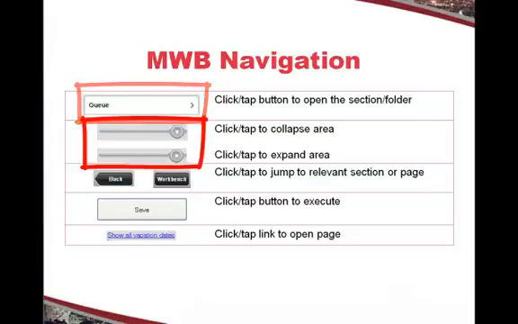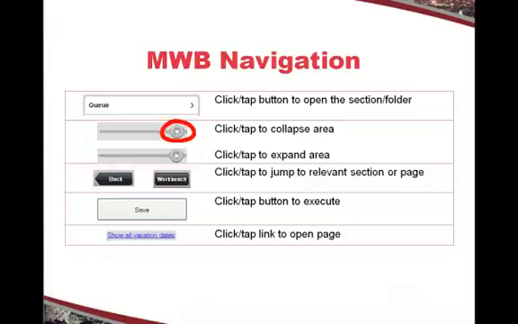The circular gray arrow buttons, such as the ones on the Messages page, will expand or collapse the area below them. Clicking or tapping the button when it points downward will collapse the area, and will expand it when the arrow points to the right.